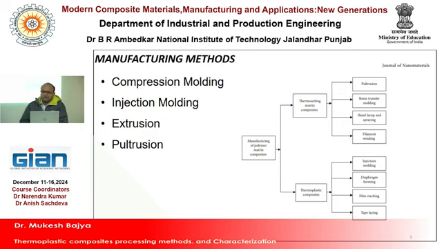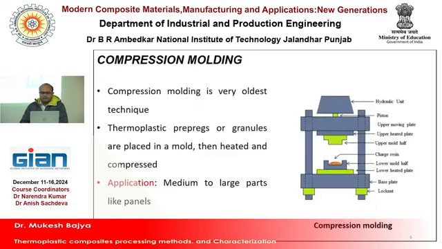So compression molding basically is the oldest method. In this case, we can heat the platens as per the resin. Suppose your resin is polyethylene, then you keep the temperature around the melting point. For example, in the case of LDPE, the melting temperature is 120 to 122 degrees Celsius, you keep that temperature, and under pressure you can get the mold, whatever shape you want, you can get from this compression molding.